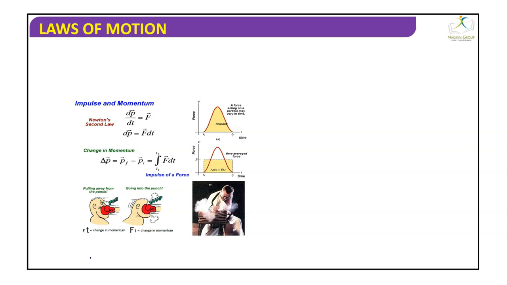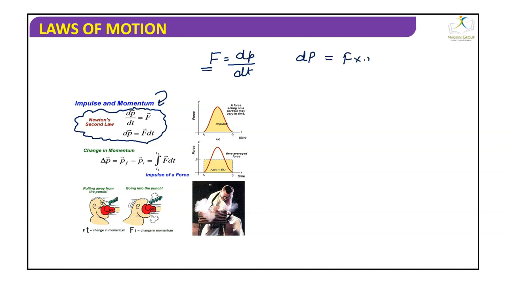Impulse and momentum: there is a minor difference between impulse and momentum. Impulse and momentum both describe the amount of force needed for changing the momentum. But from the second law of motion, force is dp by dt, that is, change in momentum with respect to time is defined by a force. So we can say dp is equal to force into time. Clear? And that change in momentum is defined by the impulse. So we can say I is equal to the integral of F dt.